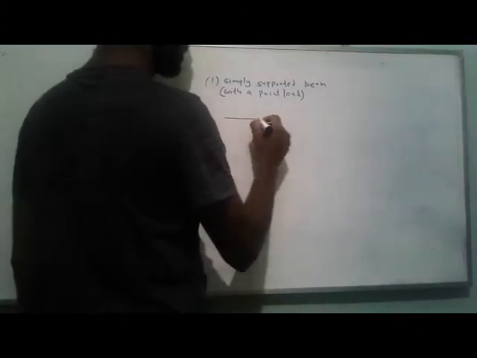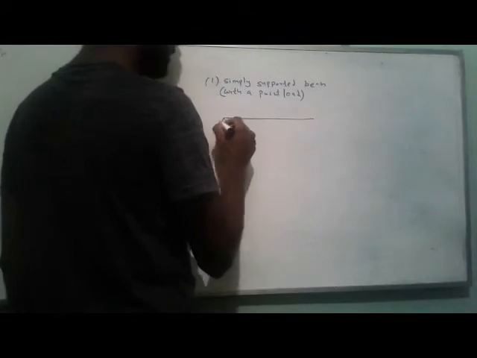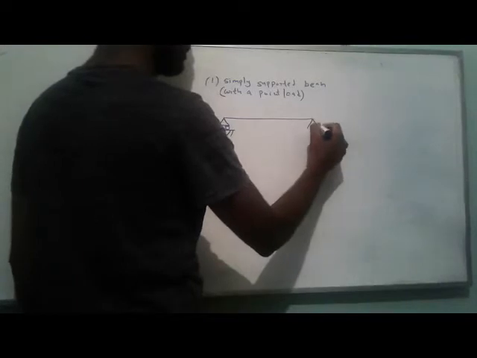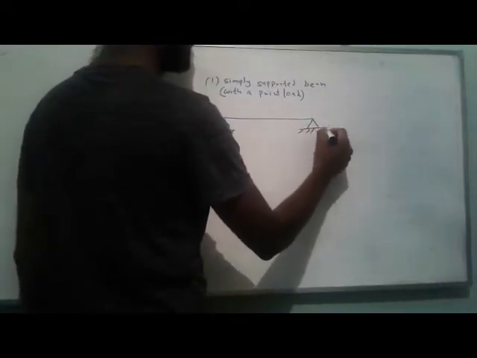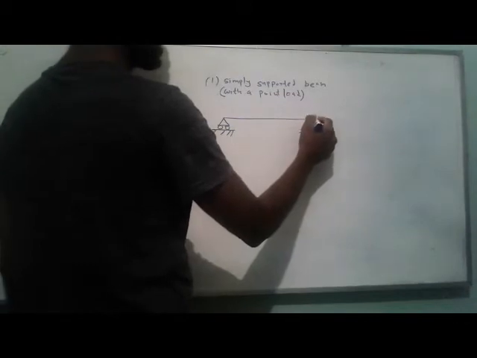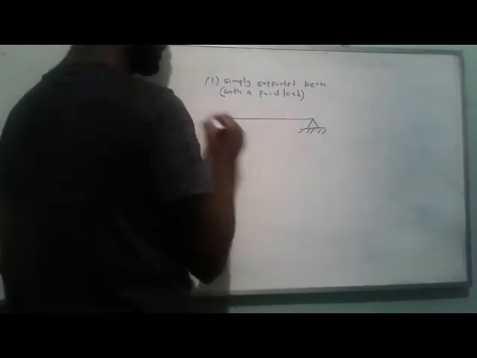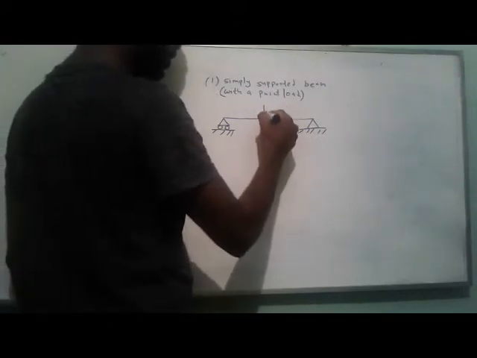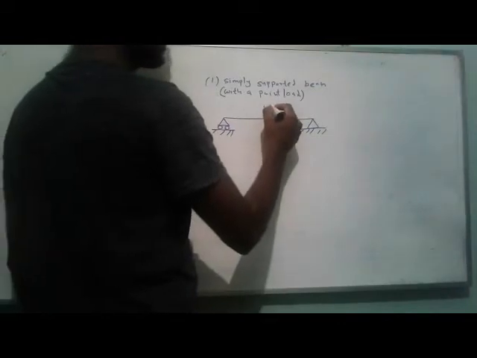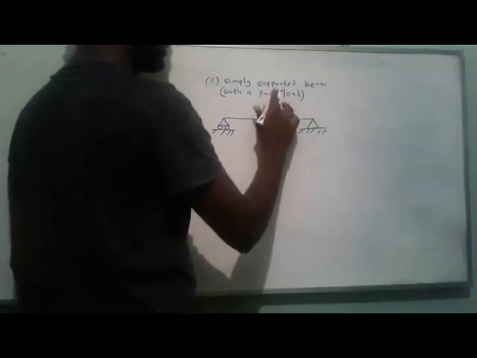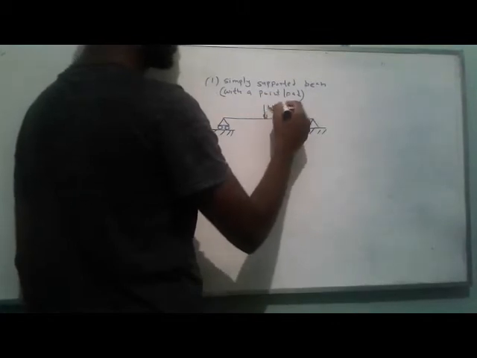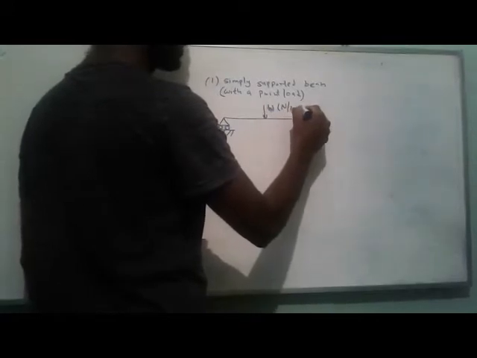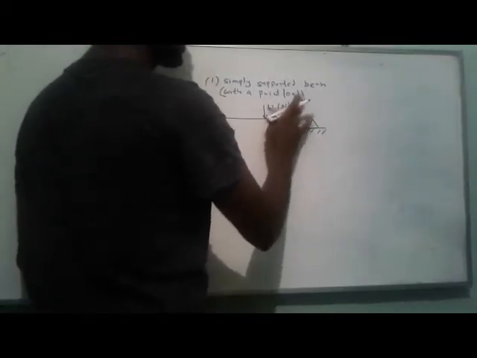Let's consider this simply supported beam. You know there is a roller support at one end and at the other end there is a pin end. This is a pin end and this is a roller support. When we apply a point load or concentrated load here equal to W, here we consider the unit Newton or kilonewton. We don't need those units here.